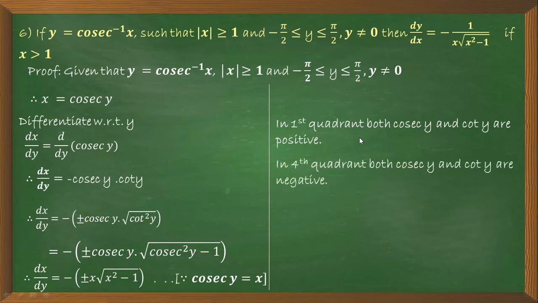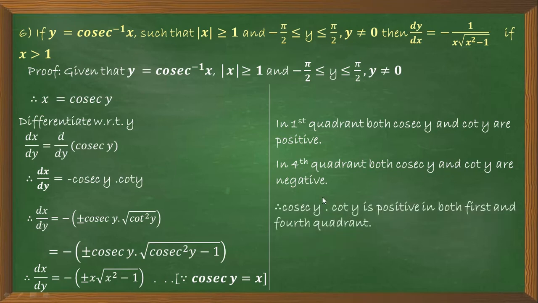Then in the fourth quadrant, cosec y and cot y both are negative. See, cosec y is the reciprocal of sin y. Sin y is negative in the fourth quadrant, so cosec y is negative. Similarly, cot y is also negative. So the product cosec y into cot y is always positive in both the first and fourth quadrant.